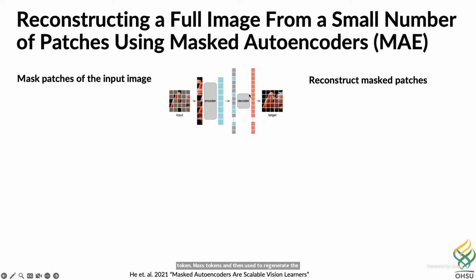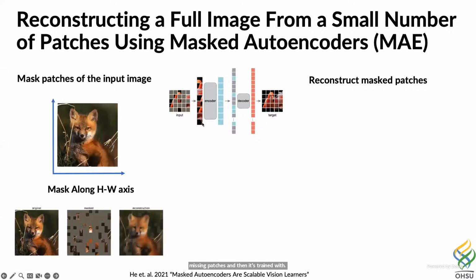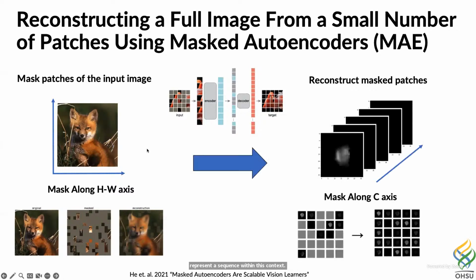And then it's trained with mean square error on the pixel values. If you have a standard RGB image, then you're going to be masking along the height and width axis, so each token in your input is going to be, for example, a 16 by 16 pixel by 3 color channel image. That's how you represent a sequence within this context. Cleverly, what we can do here is simply mask along the channel axis for our multidimensional images.